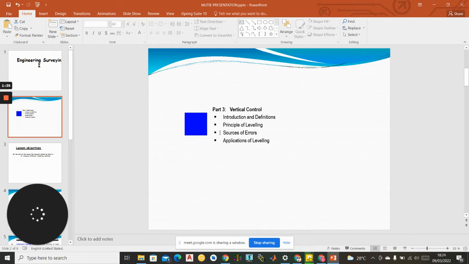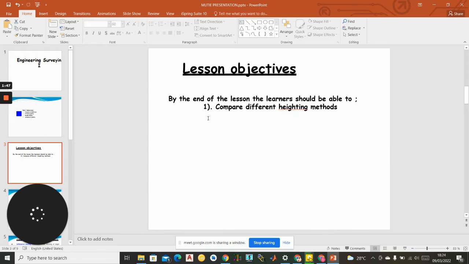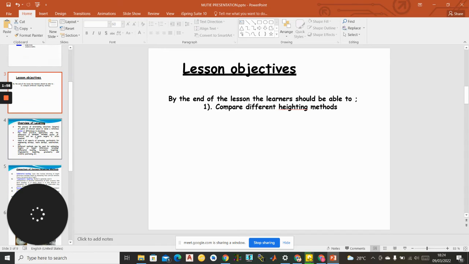Okay, in this topic, in this vertical control, we are going to learn the introduction, definition, principles of leveling, sources of errors, and application of leveling. But for today, our lesson objective is to compare different heighting methods. That is our main aim, and I hope you will enjoy.